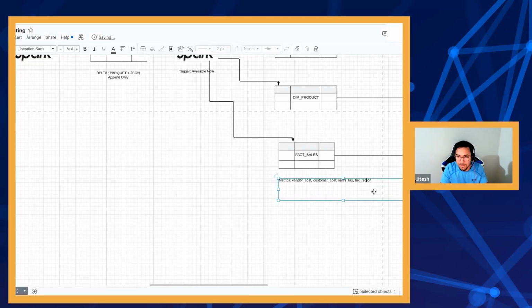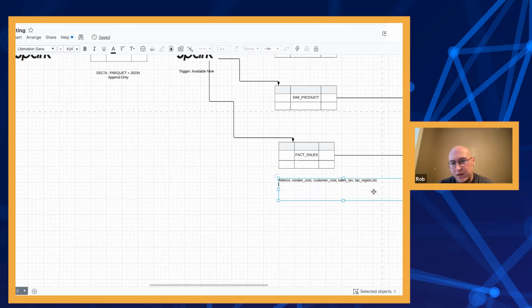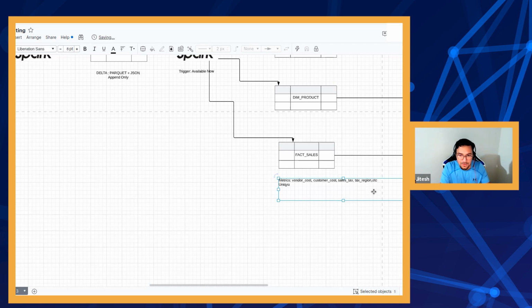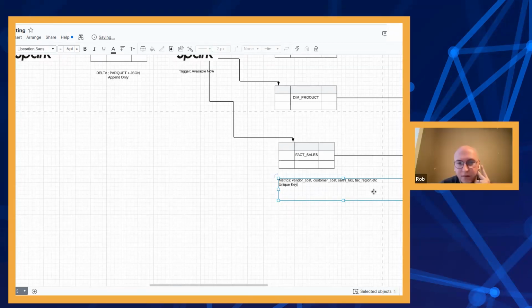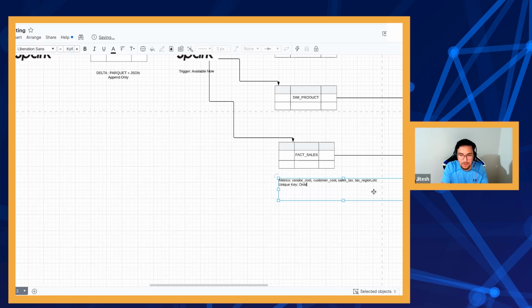Come figure out better column names. So these are a few things: vendor cost, customer cost. This wouldn't contain the product ID or any of those things that would be joined at a different stage. I was going to mention them as part of the unique key. Metrics first. What would make this data unique would probably be order ID first, then the product ID.